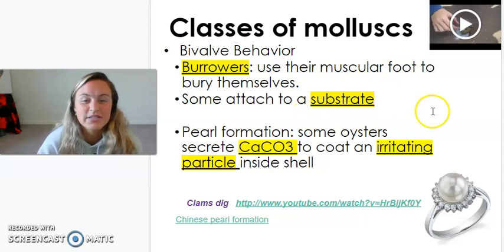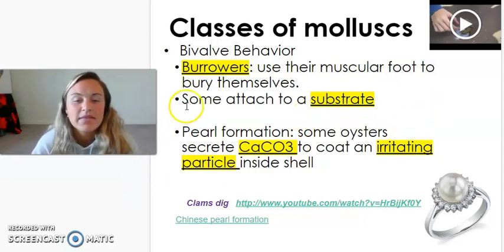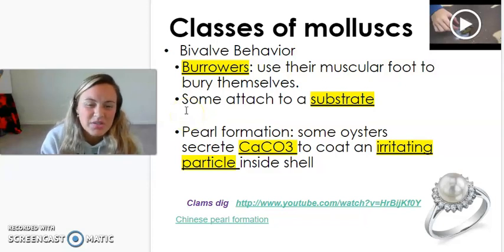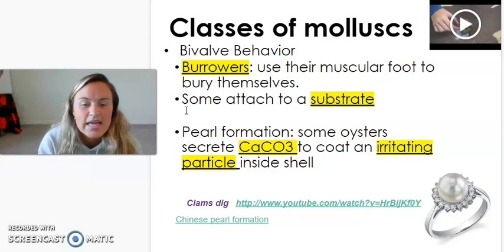All right, so some of them are attaching to that substrate. And then some oysters actually secrete calcium carbonate, which is used to coat an irritating particle such as a piece of sand or dirt or something like that. And that's actually what forms pearls.